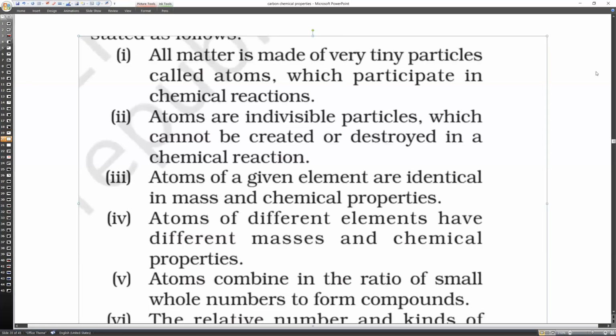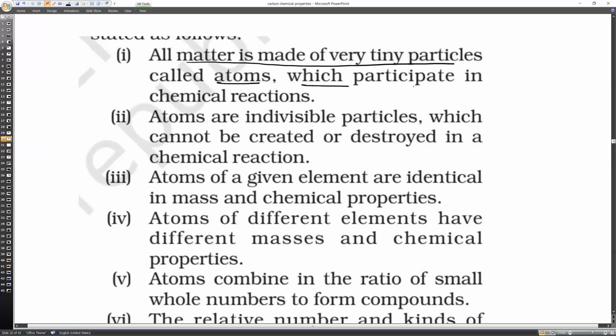So what does Dalton say in his theory? Dalton says that all matter is made up of very tiny particles called atoms, which participate in the chemical reactions. Only atoms participate in the chemical reactions, okay? This was absolutely correct. He said that atoms are indivisible and cannot be created nor destroyed during a chemical reaction. So it is absolutely correct.